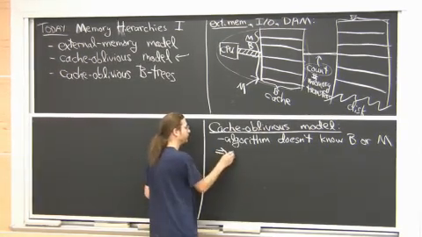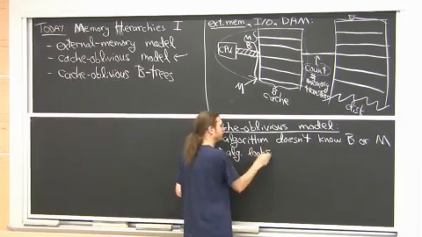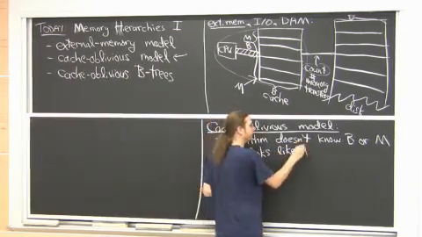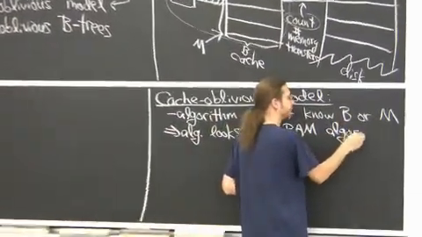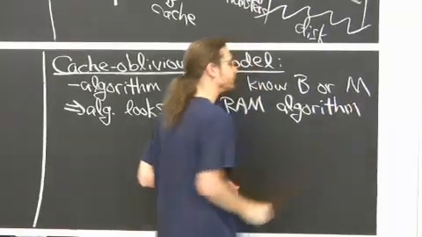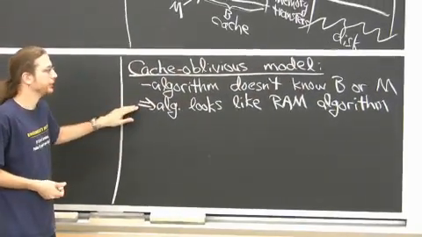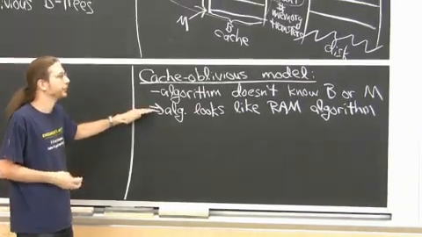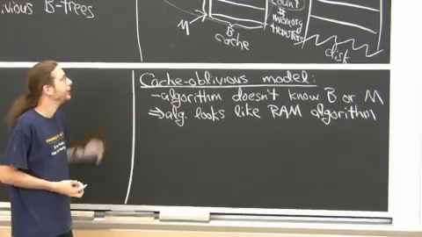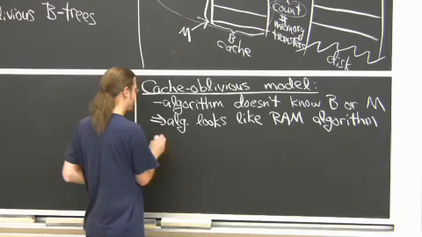So the algorithm looks like a RAM algorithm. But the analysis is going to be different. This is convenient because how you implement an algorithm becomes much clearer in this model. And now we're going to assume that the cache is maintained automatically.